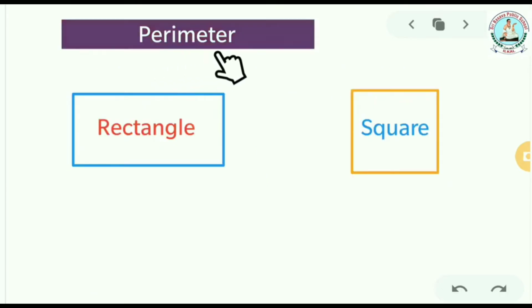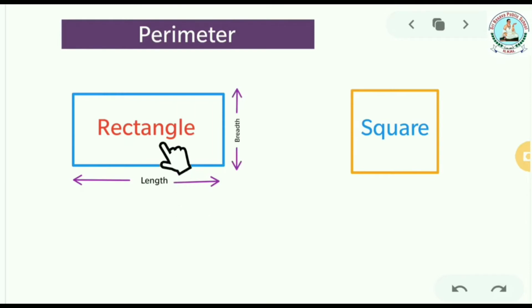Let us find the formulas for the rectangle as well as the square. Let us begin with the rectangle first. We know the dimensions, the measures, of this rectangle: the first one is length and the other is breadth. This is the length of the rectangle and this is the breadth of the rectangle. A rectangle has opposite sides equal, which means if this side is length, then this side is also length, and if this side is breadth, then this side is also breadth.